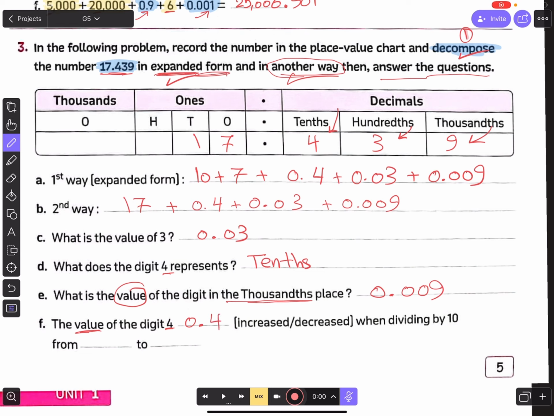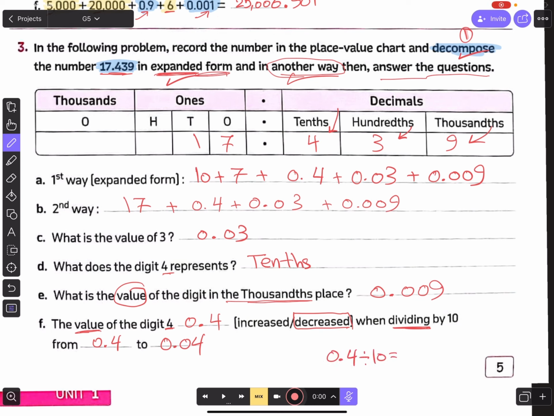The value of the digit 4, which is 0.4, increased or decreased when we divide by 10? We said that when we divide, the number will be smaller, so it will be decreased. But if we multiply, the number will be bigger, and I will choose increased. So 0.4 decreased when dividing by 10 from 0.4 to 0.04. Do you know why? Because we divided 0.4 by 10.